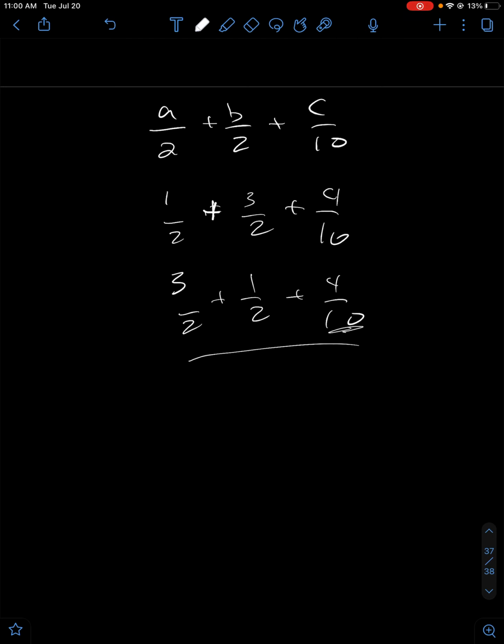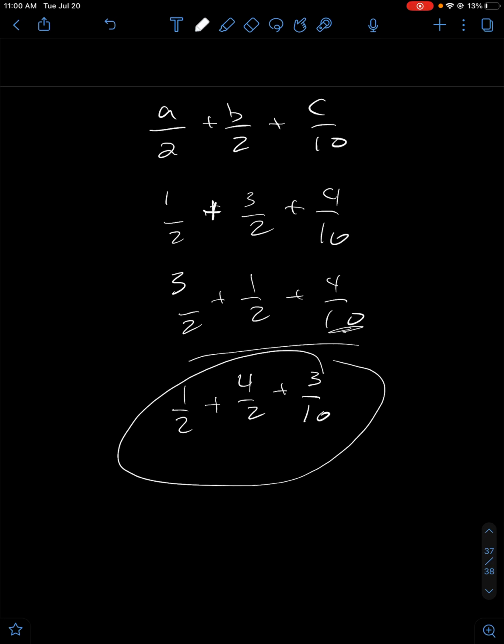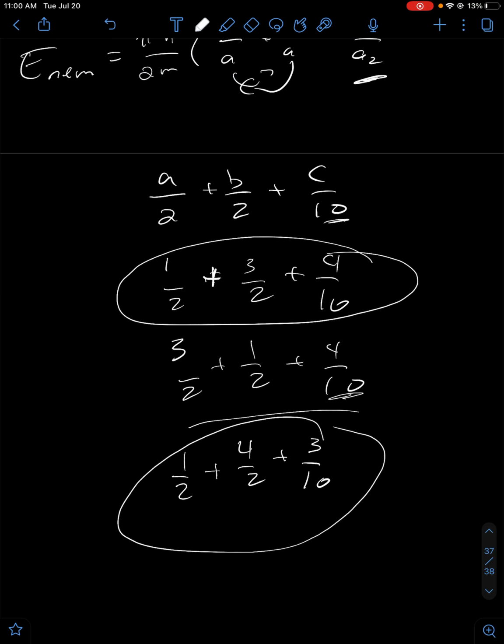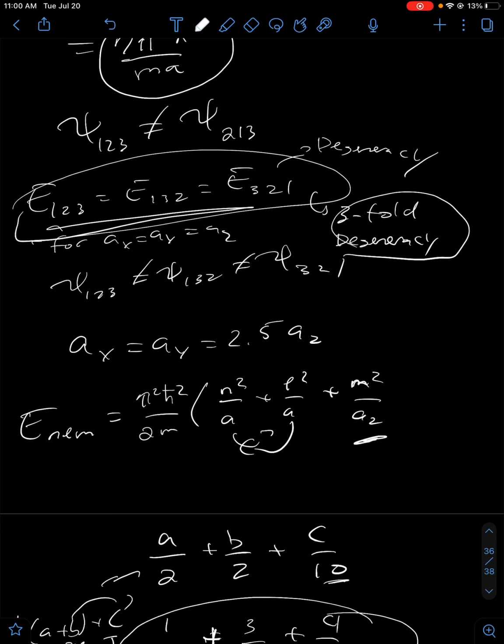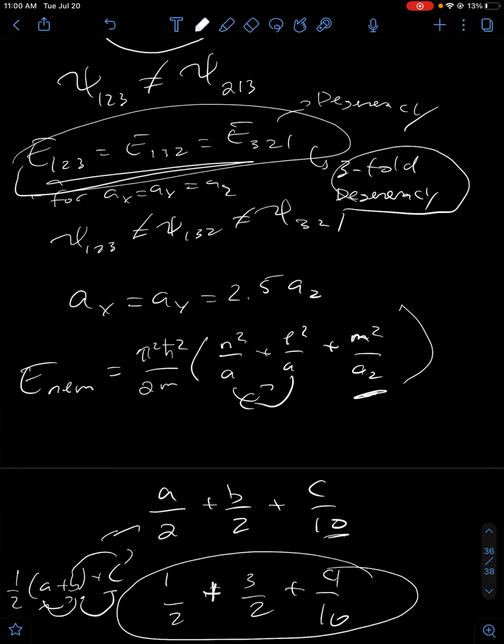However, we cannot swap c for a nor b, because if we did that, we'd get, say, 1 over 2 plus, I don't know, 4 over 2 plus 3 over 10, which isn't equal to what we had before. It's not. You can test it yourself. It's not equal to what we had before, since c is being divided by a different number. Because here we really have 1 over 2 times a plus b, then plus c. We can, of course, swap a and b, but we can't do the same for c. We can't just put c in here, take b outside, and say it's the same. We can't do that.